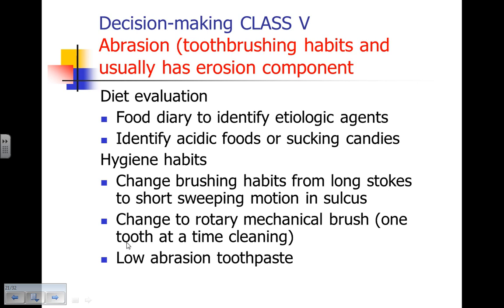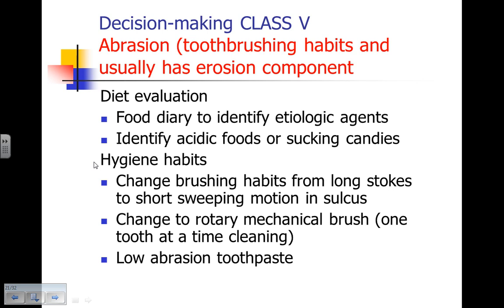And so we're making very strong recommendations. We're making recommendations about toothbrushing habits because those toothbrushing habits usually have an erosion, dental erosion component. Our dietary evaluation, as we would with dental erosion, is very key. We're going to look at a food diary to identify etiologic agents. We're going to identify acidic foods, beverages, sucking candies. We're going to look at their hygiene habits.